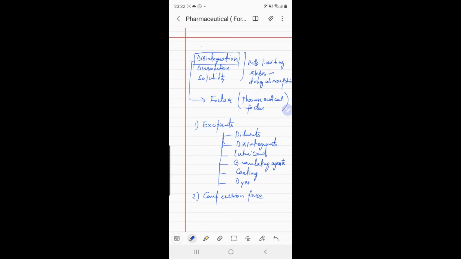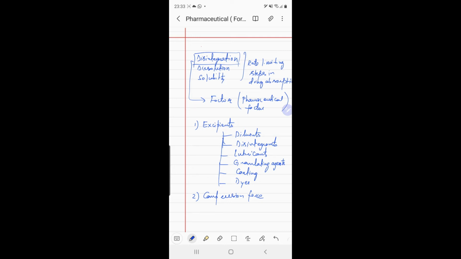Sometimes excipients may show interaction also. Interaction may be there between the excipients and the drug also, and the reaction product which is formed may not be so observable. So this is how the presence of different excipients may affect the drug dissolution or drug release in the drug absorption.